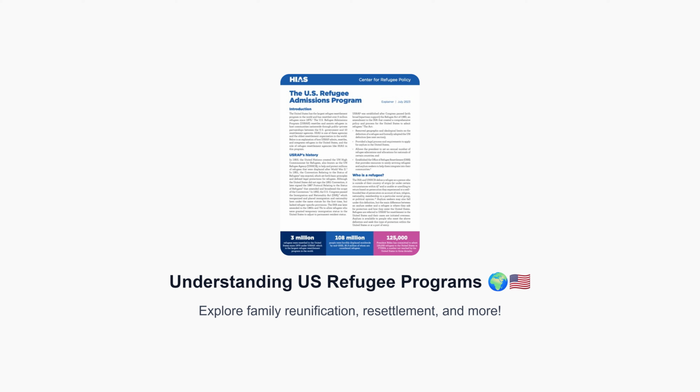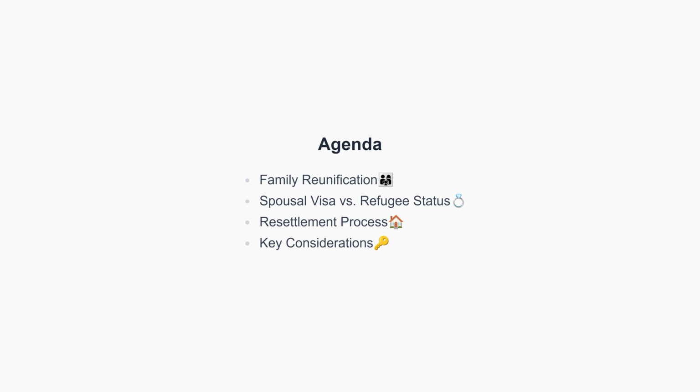Today, we'll explore various facets like family reunification and the resettlement process, along with key considerations for refugees. Let's get an overview of what we'll be discussing in the video. First, we'll look into family reunification for refugees. Next, we'll compare the differences between applying for a spousal visa and refugee status. Then, we will elaborate on the refugee resettlement process. And finally, we'll cover key considerations to keep in mind when applying for refugee status.